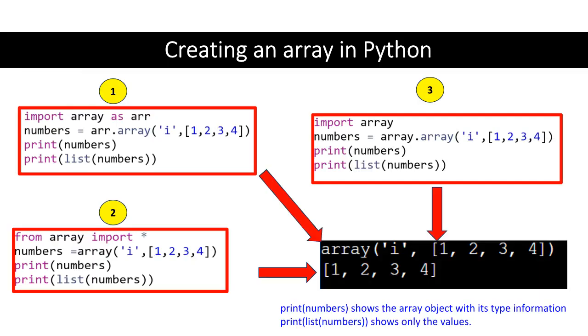This slide shows how an array is created and printed. First, numbers equals array, I, 1, 2, 3, 4. This creates an array of integers. Next, print, numbers, output, array, I, 1, 2, 3, 4. This shows both the type and values. Then, print, list, numbers, output, 1, 2, 3, 4. This converts the array into a list and displays only the values.